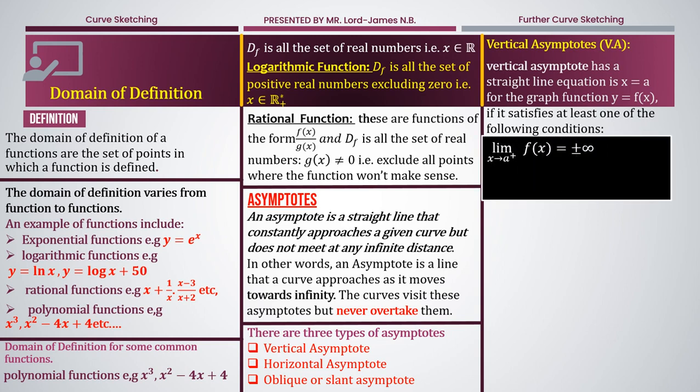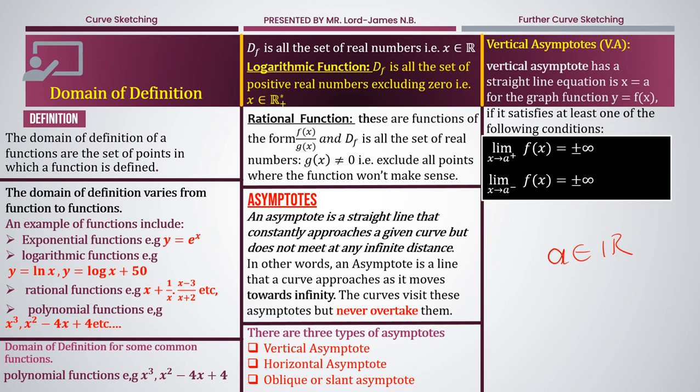The first one, and the most important, is if the limit as x approaches a finite point a, where a is a real number, from above, of f of x gives you plus or minus infinity, then that point a is an asymptote. So that's the first condition.